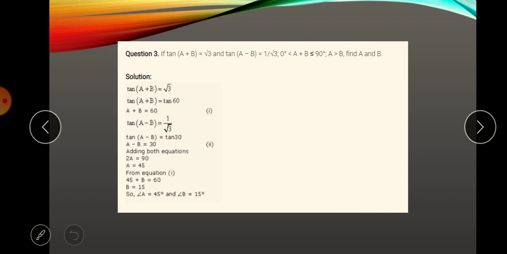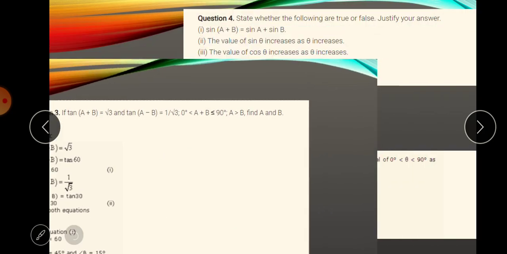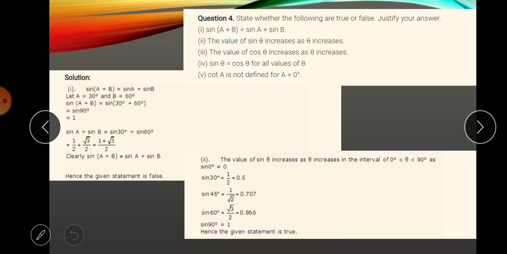Here use the elimination method, as 2 equations are there. So A plus B is equal to 60. And then A minus B is equal to 30. Then the Bs cancel. Then 2A equal to 90. Then A equal to 45. Then substitute the A value: 60 minus 45, 15. Then angle A equal to 45 and angle B equal to 15. Okay. Then this is the angle.